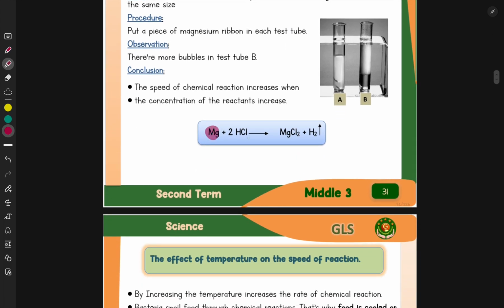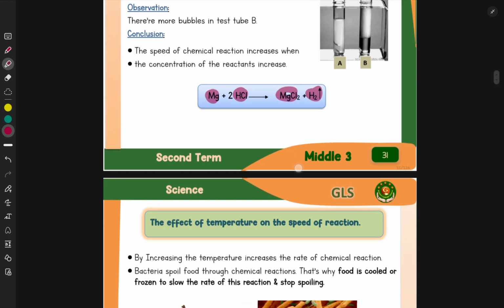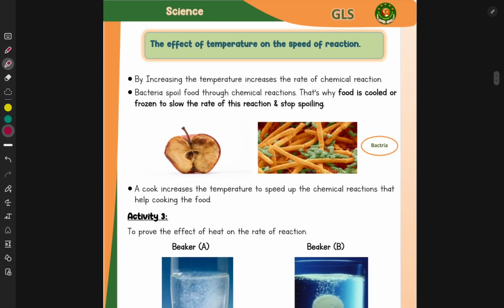If we have Mg and we have HCl, the product will be MgCl2 plus H2 will go up. Okay. The effect of temperature on the speed. By increasing the temperature, the rate of chemical reaction increases. And if we decrease the temperature, the rate of chemical reaction will decrease and may even completely stop.